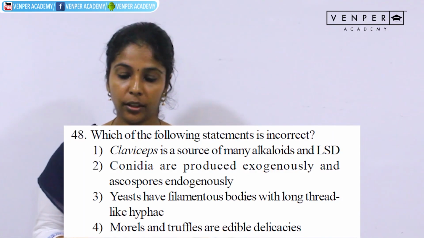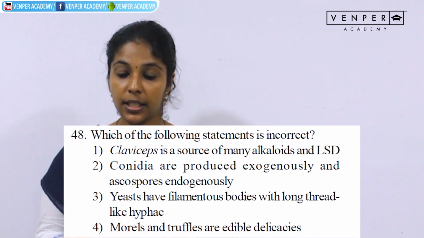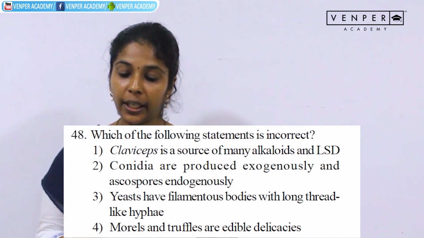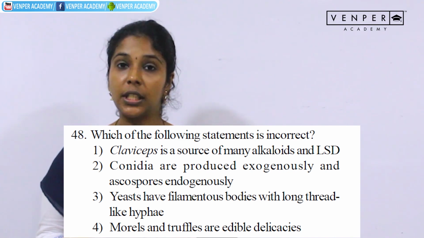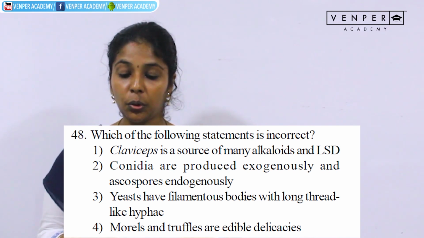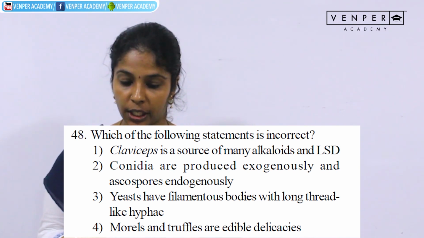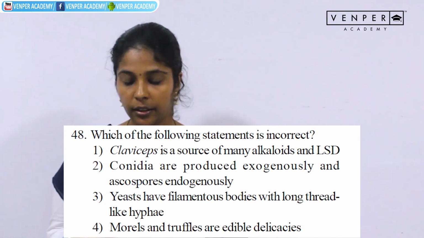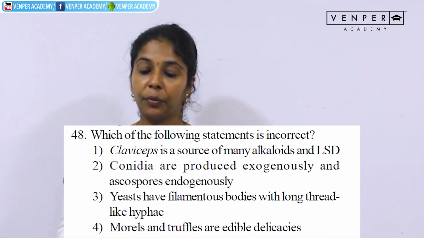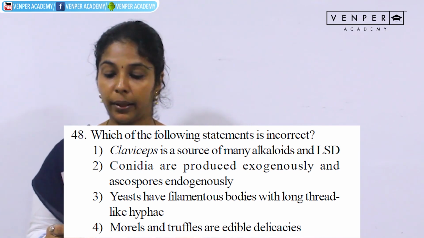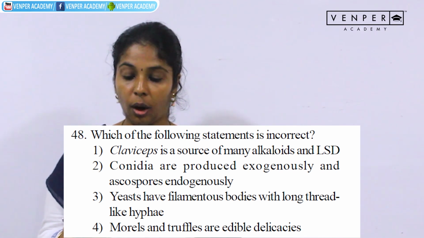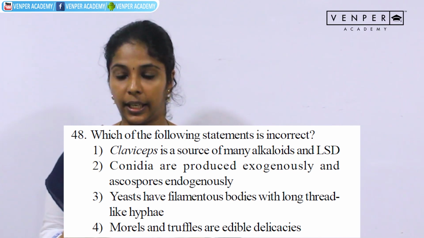Question number 48. Which of the following statements is incorrect? Option 1, Claviceps is a source of many alkaloids and LSD, which seems to be correct. Option 2, conidia are produced exogenously and ascospores are produced endogenously. This is correct. Option 3, yeast have filamentous bodies with long thread-like hyphae. Option 4, morels and truffles are edible delicacies.